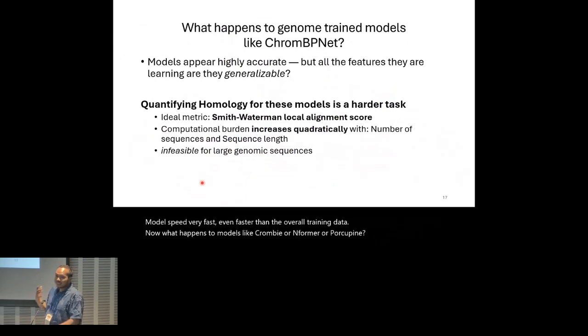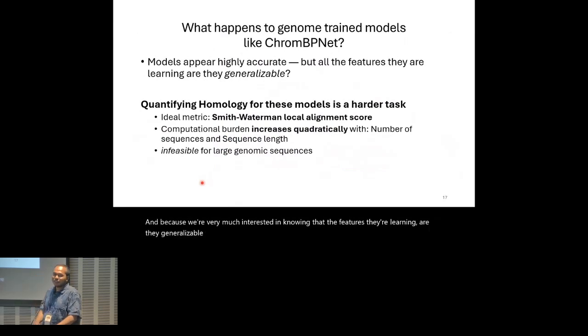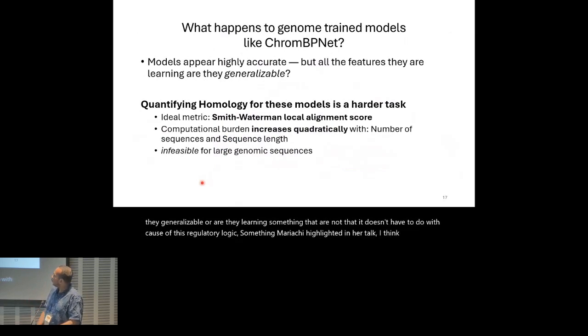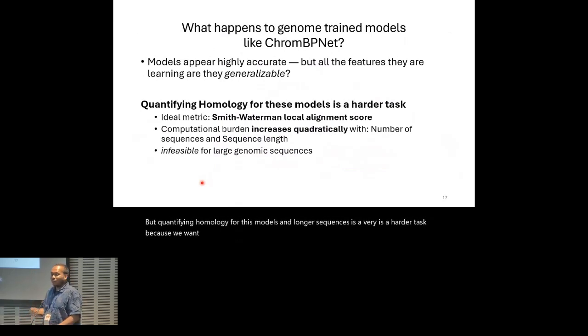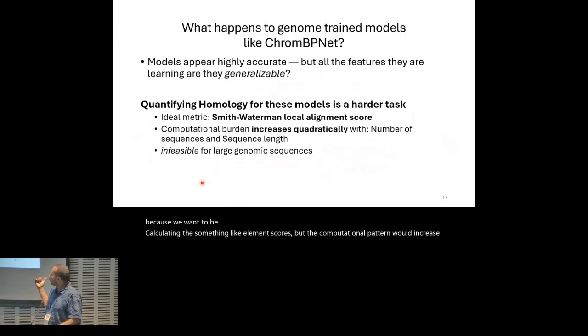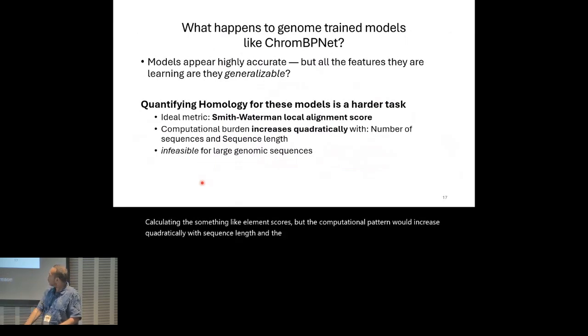And because we're very much interested in knowing whether the features they're learning are generalizable, or whether they're learning something that doesn't have to do with causal logic, something Maria Chikina highlighted in her talk, I think 2 days ago. But quantifying homology for these models and longer sequences is a harder task, because we would be calculating something like Smith-Waterman alignment scores, but the computational burden would increase quadratically with sequence length and the number of sequences.